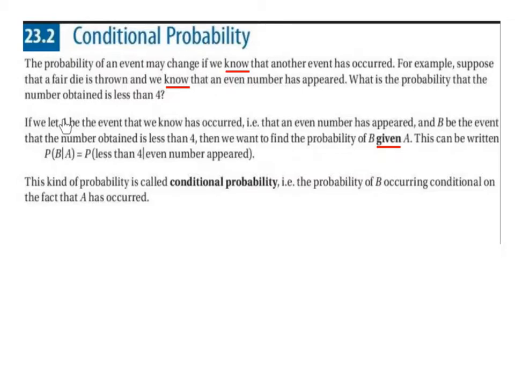If we let A be the event that we know has occurred, i.e., that an even number has appeared, and B be the event that the number obtained is less than 4, then we want to find the probability of B given A. This can be written as the probability of B given A, which is the probability of less than 4 given even number appeared. This kind of probability is called conditional probability, i.e., the probability of B occurring conditional on the fact that A has occurred.